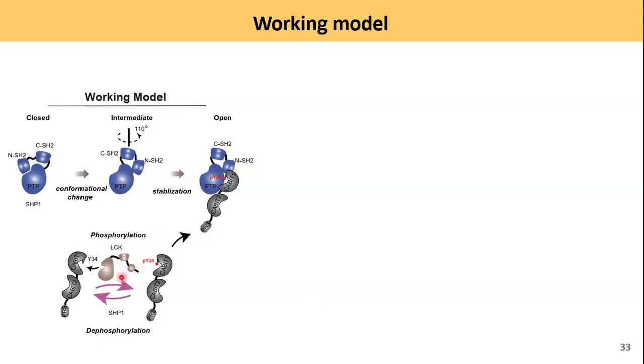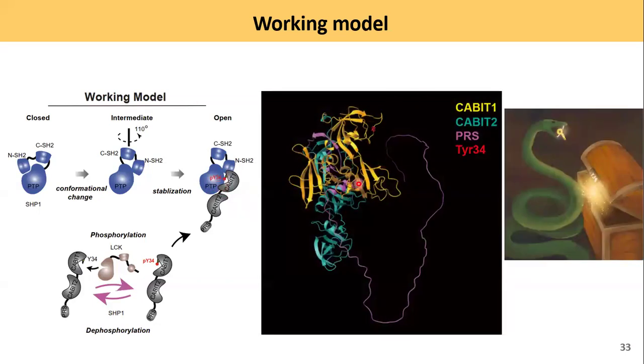Here, our findings suggest that Y34, upon phosphorylation by LCK, can bind to the PTP domain and will fix the PTP in an active conformation, so keeping the phosphatase activity alive. When we look at AlphaFold, we can see that tyrosine 34 is on the surface of the PTP domain, suggesting this residue is easily modified by the kinase and the phosphatase.